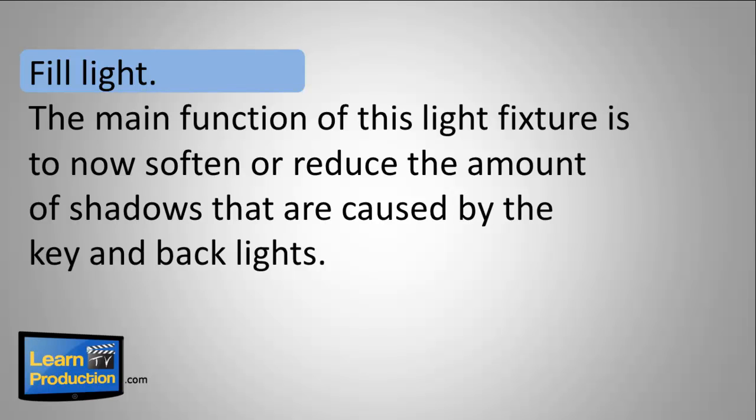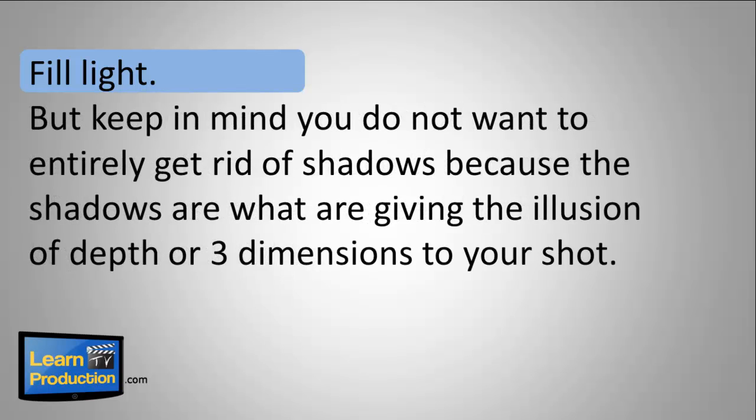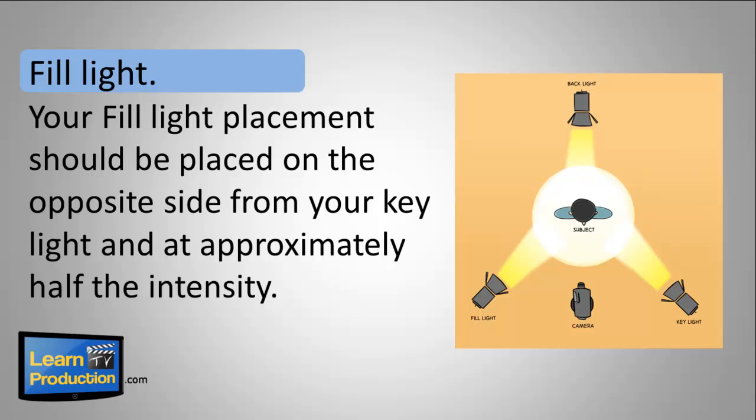Now, on to the fill light. The main function of this light fixture is now to soften or reduce the amount of shadows that are caused by the key and backlights. But keep in mind, you don't want to entirely get rid of shadows because the shadows are what are giving you the illusion of depth or 3 dimensions to your shot. Your fill light should be placed on the opposite side from your key light and at approximately half the intensity.